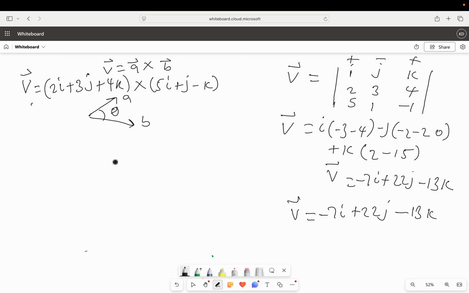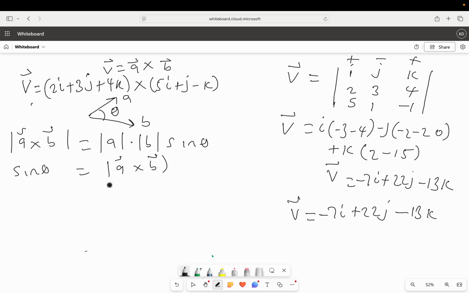So you may be asked to find the angle between the vectors a and b. So in terms of cross product, the formula you can use is the magnitude of the cross product of a cross b is just the magnitude of a times the magnitude of b times sine theta. So your sine theta will just be the magnitude of a cross b, and in the denominator I have the magnitude of a times the magnitude of b.